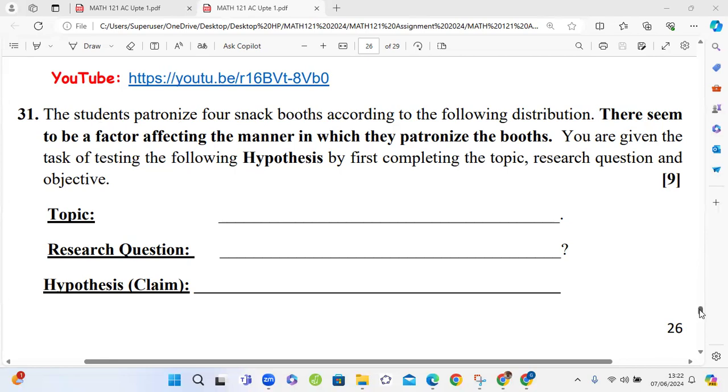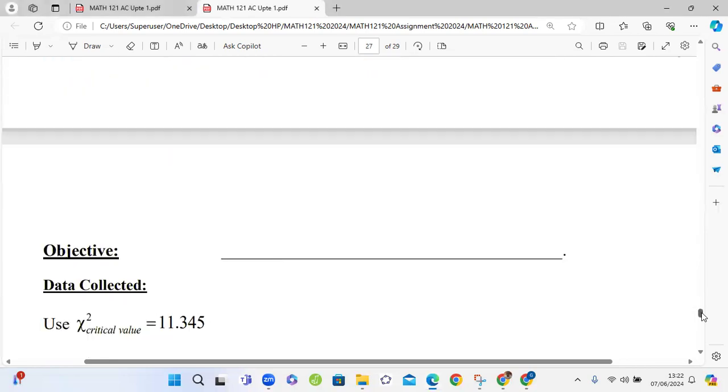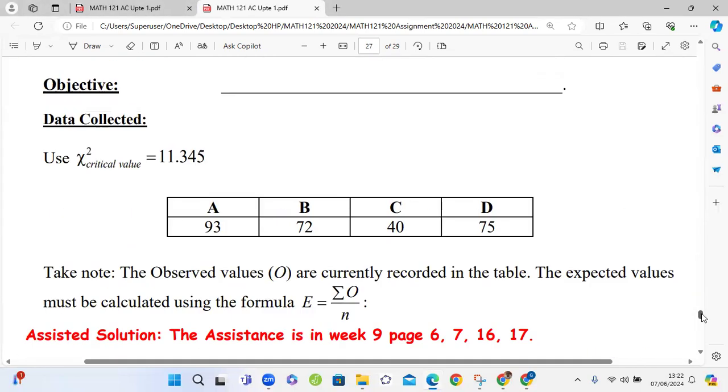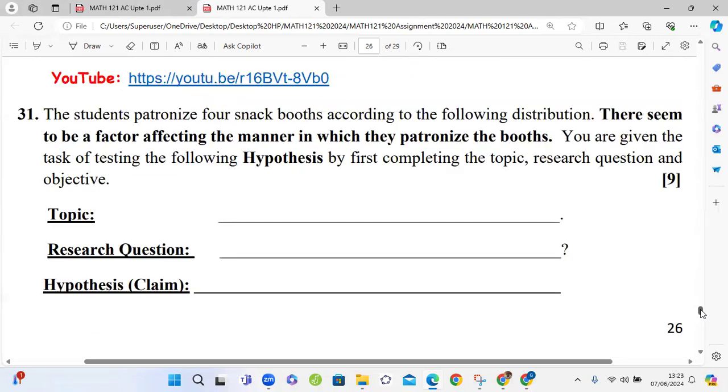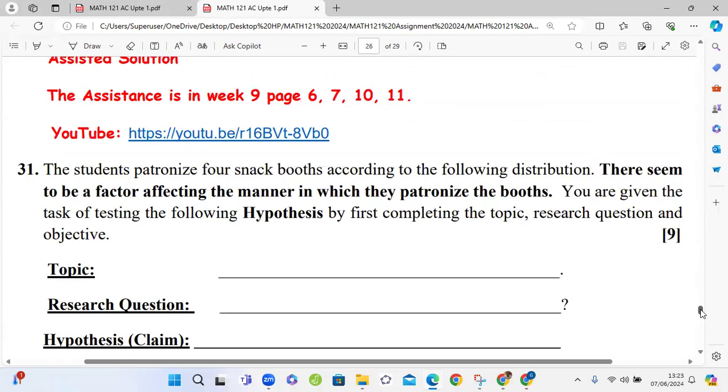Where is the distribution? Here it is. It's a table of values. Look at there: A, B, C, and D. There seems to be a factor affecting the manner in which they patronize the booth. So some students might be going more to one particular booth, less to another particular booth, etc.